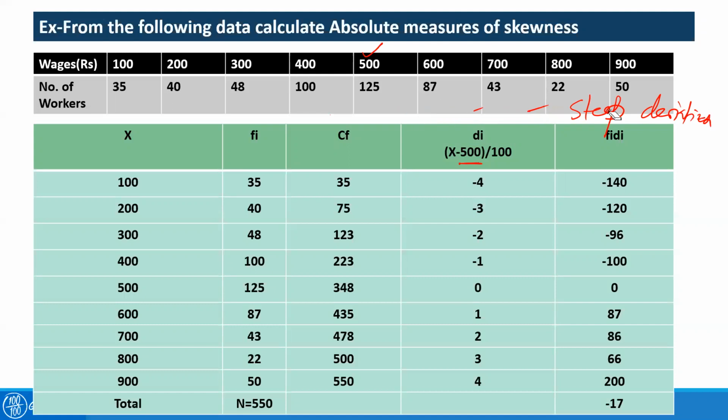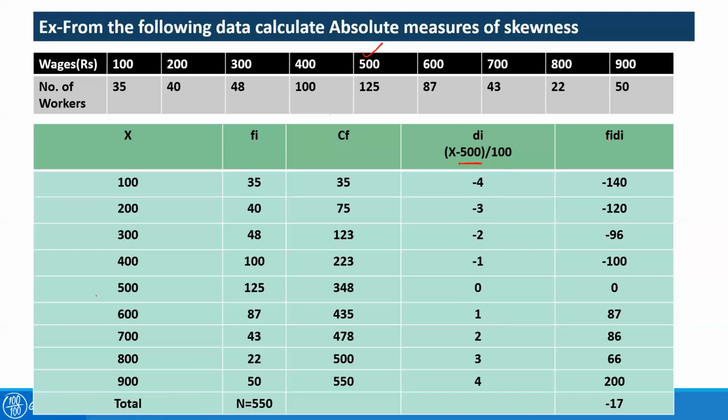Let's just have a look how to do that. So di is equal to (x minus 500) divided by 100. Why divided by 100? Because I want to make the number very small. Now 100 minus 500 is minus 400, and I have divided again by 100, so I'll get minus 4. Then similarly minus 3, minus 2, minus 1, 500 minus 500 will give you 0. 600 is plus 1, and all these values I have got.